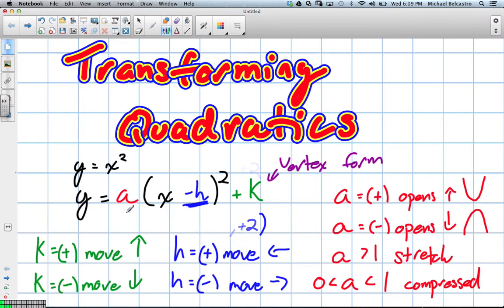We'll talk about a last because it actually does many things. We'll talk about k. If we have a value in for k, so here's our equation and we have some number outside like plus 5 or negative 8 or something like that. If it's a positive value, what we do is we take this parabola and we move it up. And if it's a negative value, well then we move the entire parabola downwards. Okay, so what does that mean?